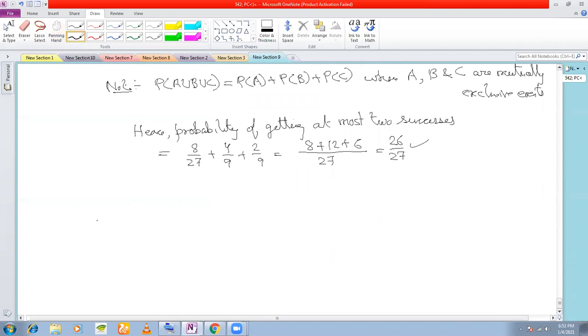Let us take another problem, another example for drawing with replacement or repeated trials. Another problem for drawing with replacement is, consider this problem. A bag contains 5 white, 7 red, and 4 black balls.